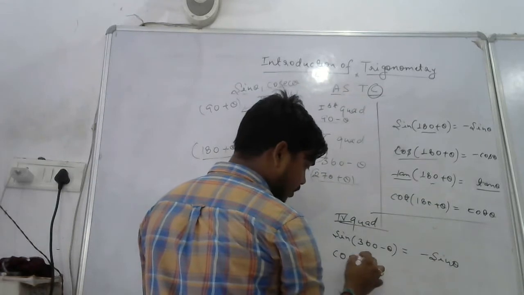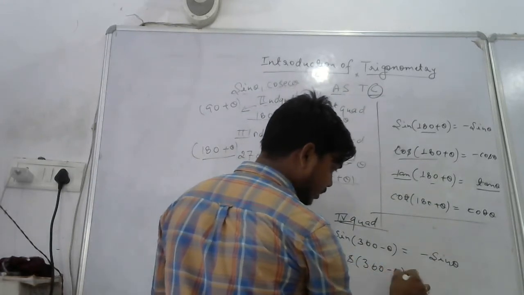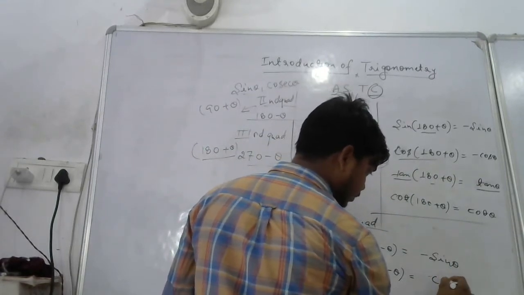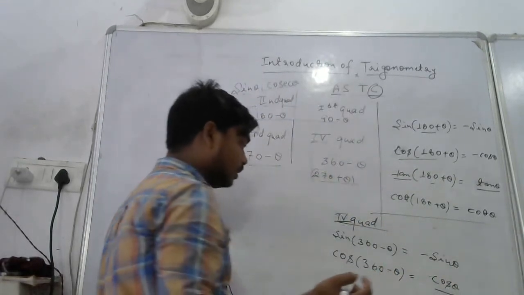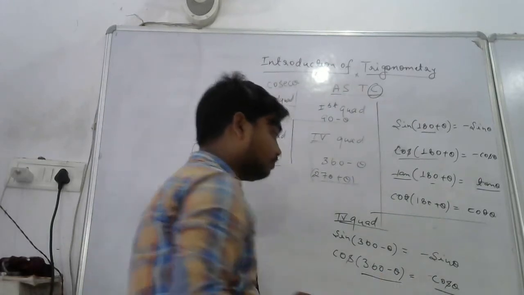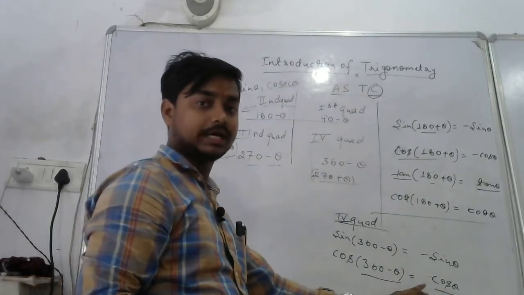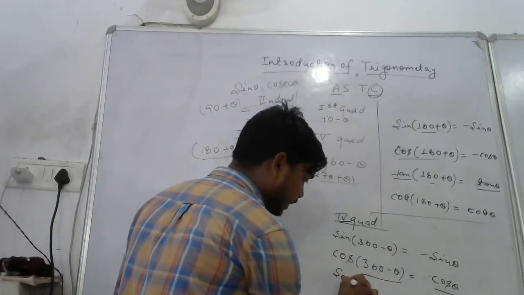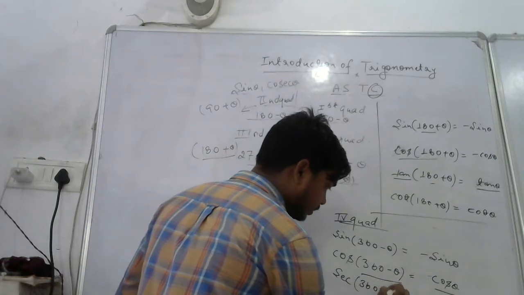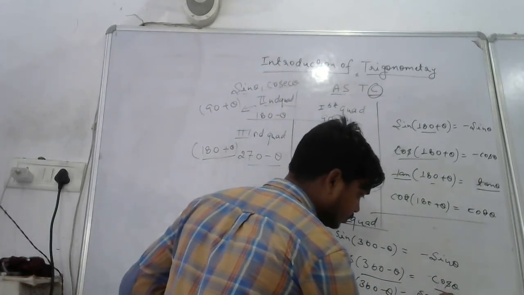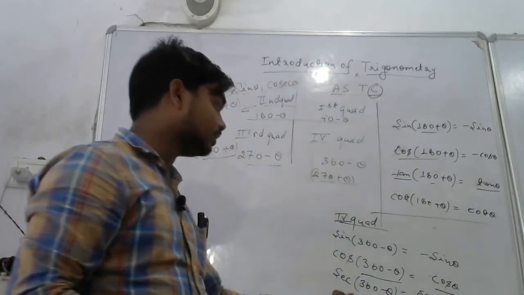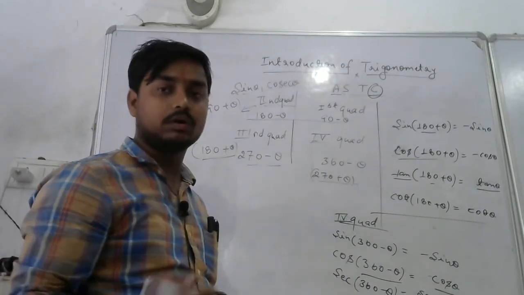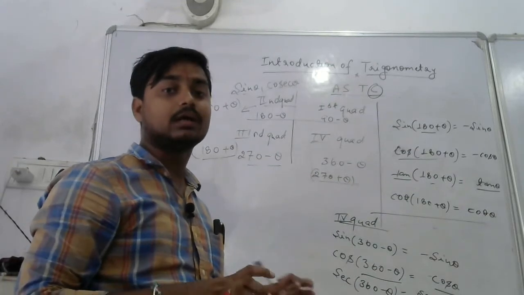We write cos(360 - theta) simply as cos theta, because in the fourth quadrant cos is positive. The same goes for sec(360 - theta); it is also positive. So cos and sec are the two positive terms, and all the remaining trigonometric ratios in the fourth quadrant are negative.